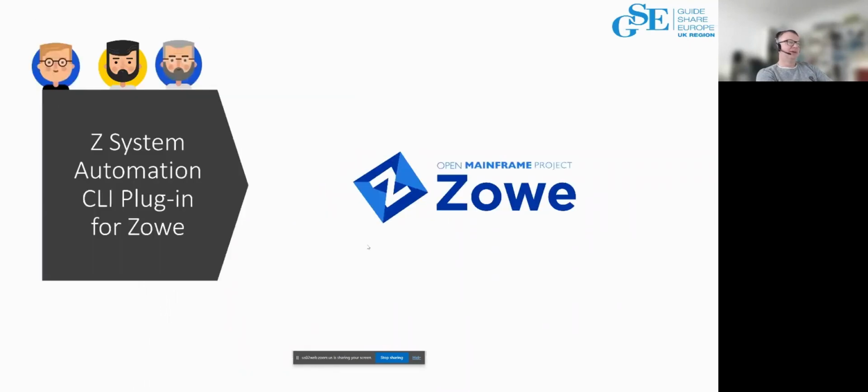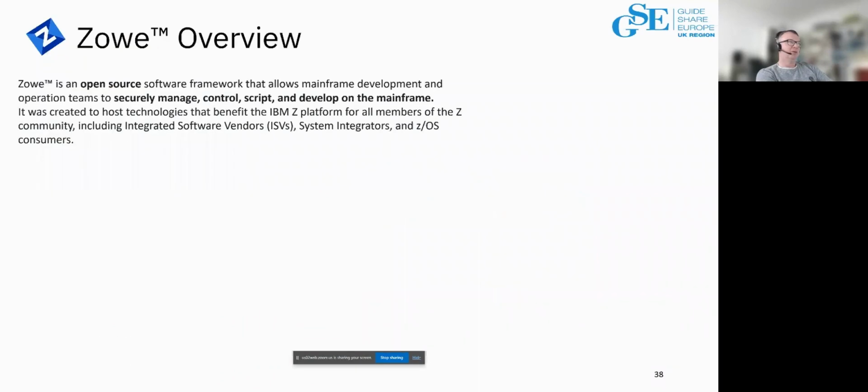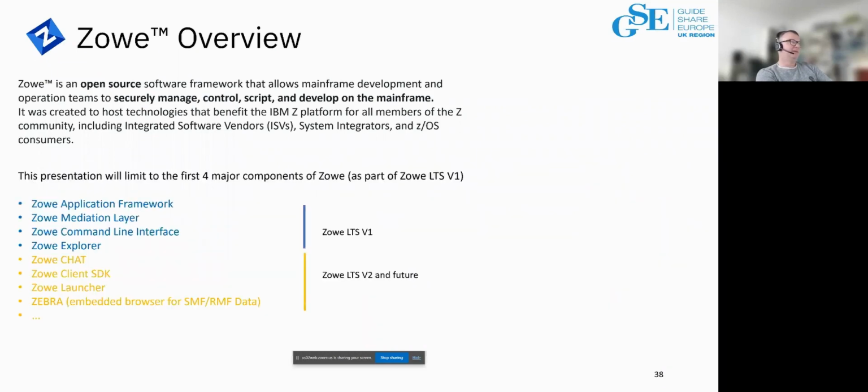But now let me come back to Zoe and talk a little bit more about this one. As I already explained before, Zoe is the open source software framework. And in the first LTS version, it only consists of the 4 blue shown major components. LTS stands for long-term support version. So it's the application framework itself, which can be seen as a kind of appliance where you open a web interface to interact with your mainframe.